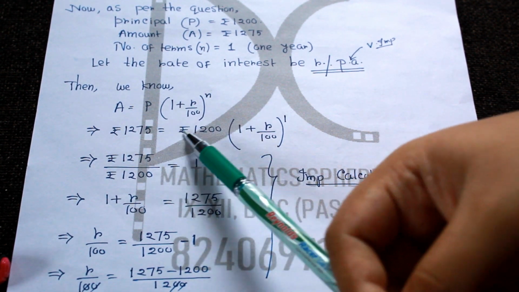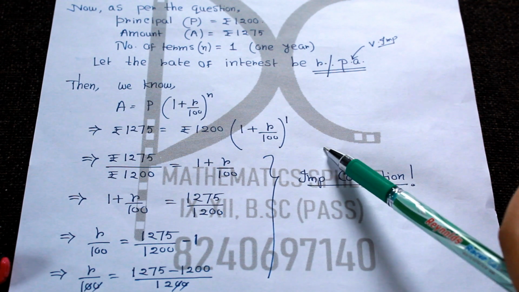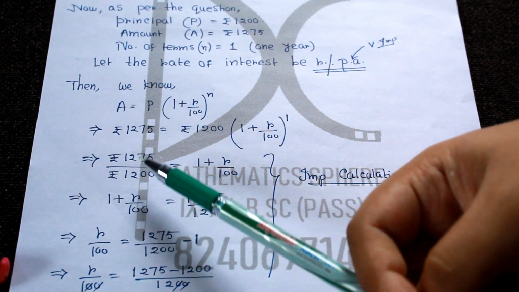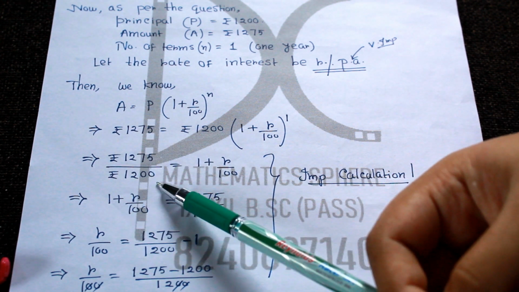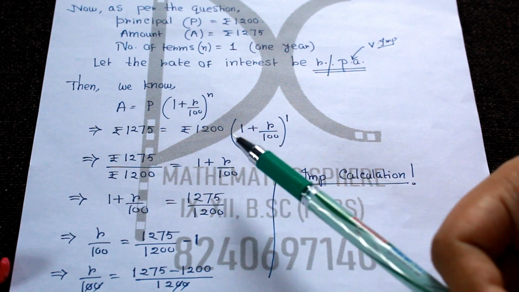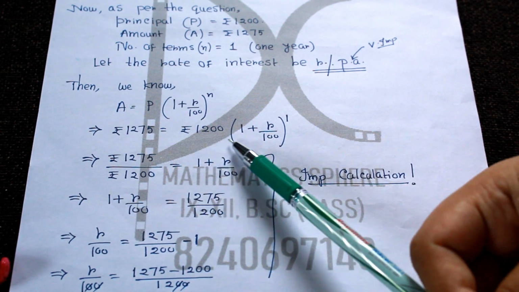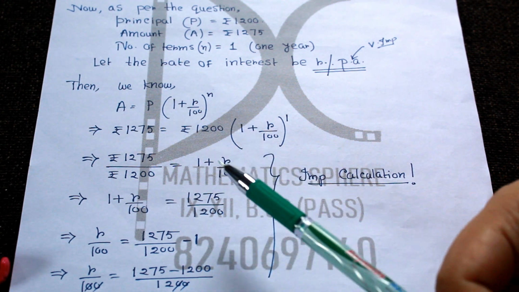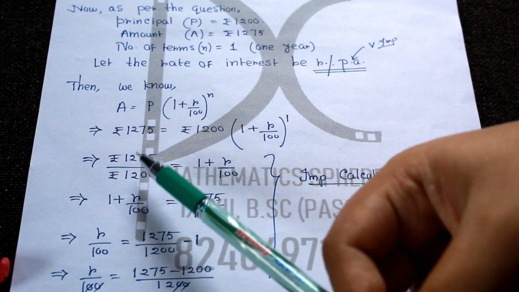Okay, so this is multiplied with this whole thing. So what we will do, we will shift it there in the denominator. So this becomes 1275 by 1200 equal to, this was to the power 1. So this bracket we need not give again. So this became 1 plus R by 100. Okay, be careful about this calculation again.